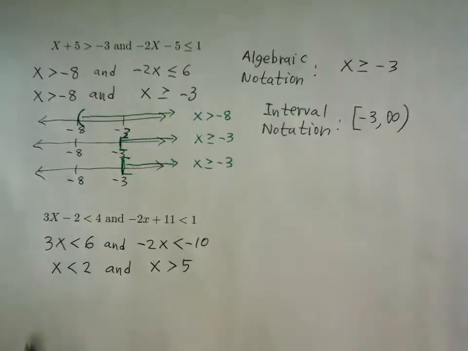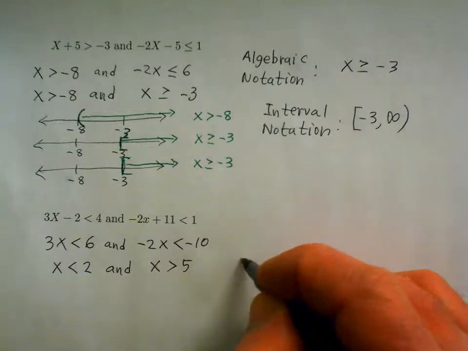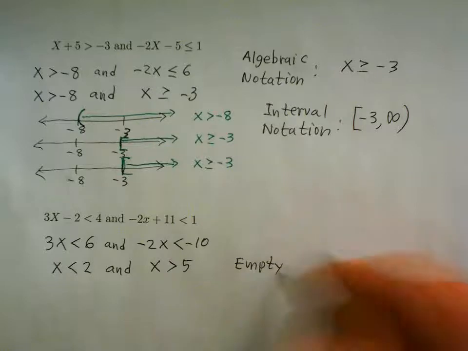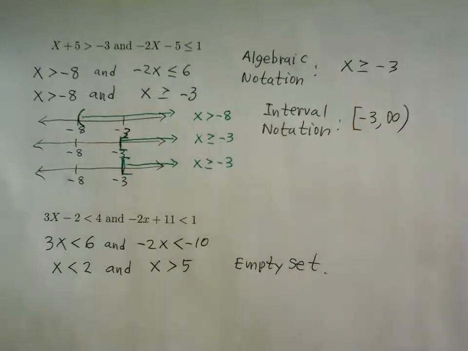Okay, so what set of numbers satisfy that statement? X has to be less than 2, and it has to be greater than 5. Well, it can't happen. So this is the empty set again. No number can be less than 2 and greater than 5 at the same time.